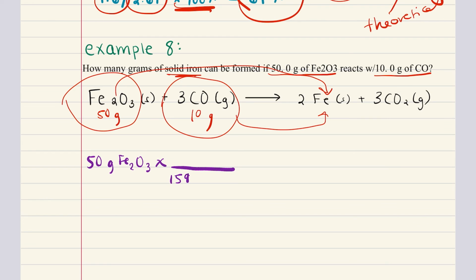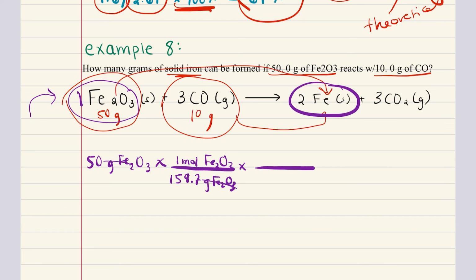The molar mass for iron oxide is 159.7 grams of iron oxide for 1 mole of iron oxide. You can calculate this yourself as well, but I'm just going to give it to you for sake of time. Next up, now that we have moles of iron oxide, we can use a mole to mole ratio to convert this to moles of iron. This is a balanced equation. So for 1 mole of iron oxide, we have 2 moles of iron. Let me write that down properly. For one mole of iron oxide, we have 2 moles of iron.